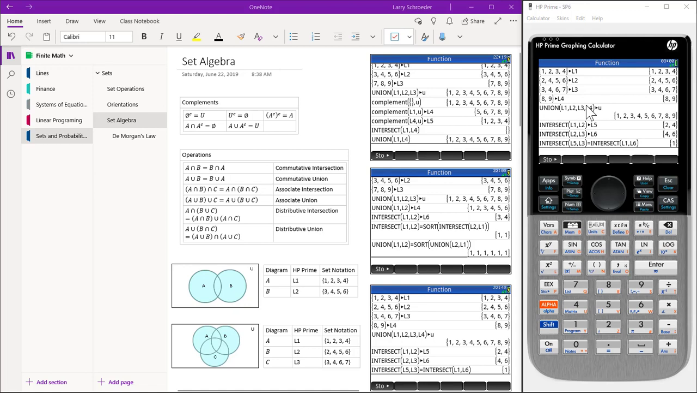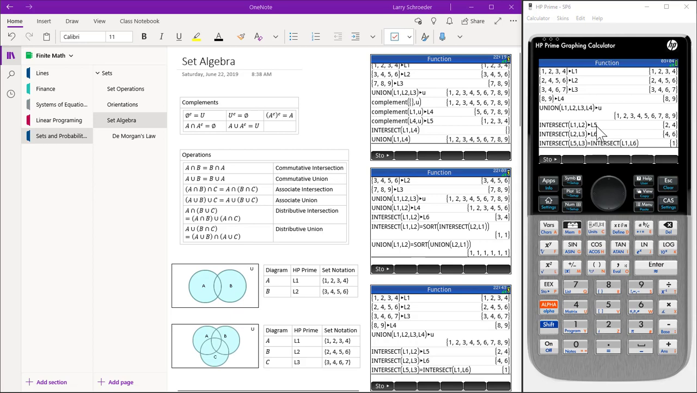We have switched the screen over to show that the associative property holds for intersection. The first 2 lines in our screen here are A and B and C. So we store these as L5 and L6. By first 2 lines, we mean after we set the problem up. These are the first 2 lines.